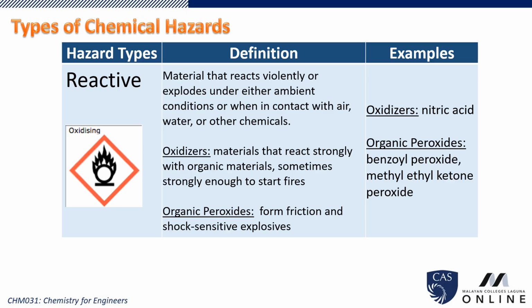We also have what we call your reactive chemicals. These chemicals may explode, react violently with water, ignite in air, or strongly oxidize other materials. Under this, we have oxidizers, which are materials that react strongly with organic materials, sometimes strongly enough to start fires. An example of which is your nitric acid. We also have your organic peroxides, which form friction and shock-sensitive explosives. An example of which is the benzoyl peroxide and methyl ethyl ketone peroxide.